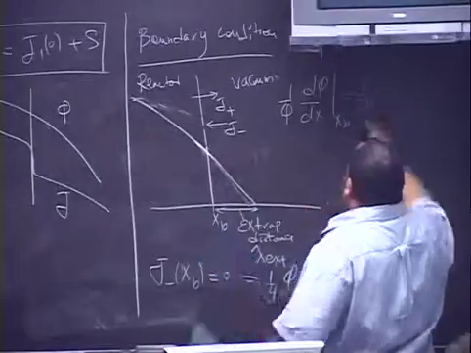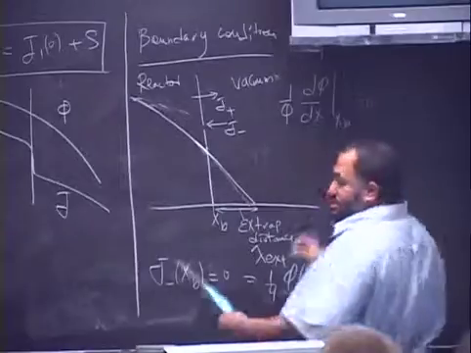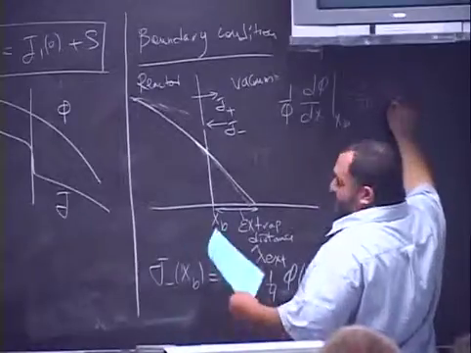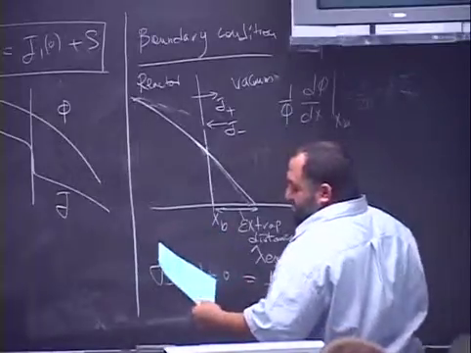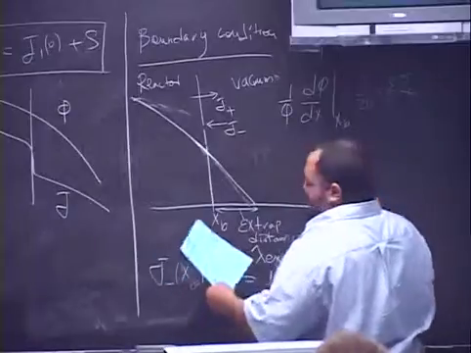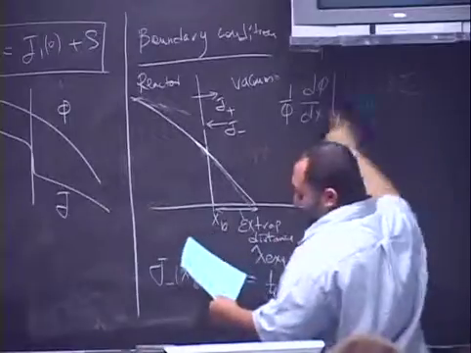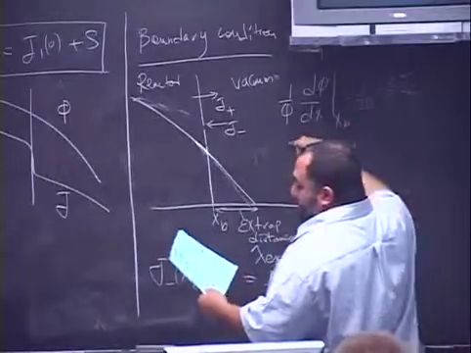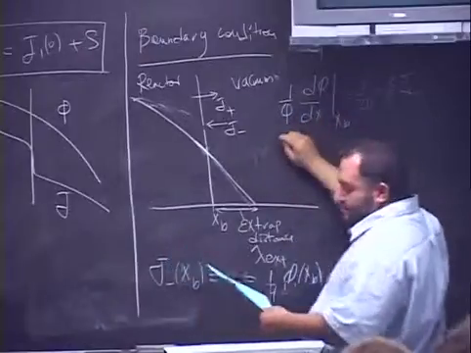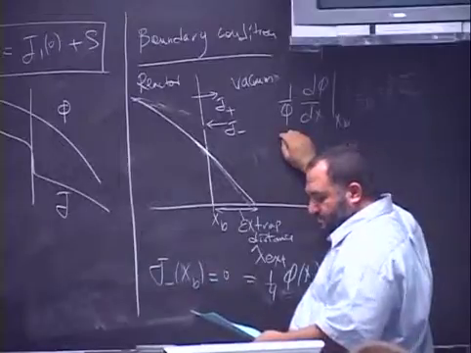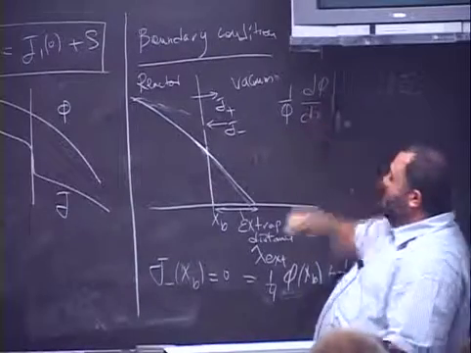1/2D. And D, we define D as 1/3 sigma transport. So this will be 3/2 sigma transport. So what do you think? What's 1/phi dphi/dx? This is what? Natural log.